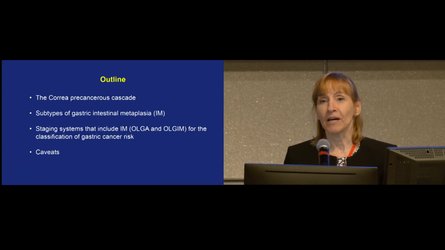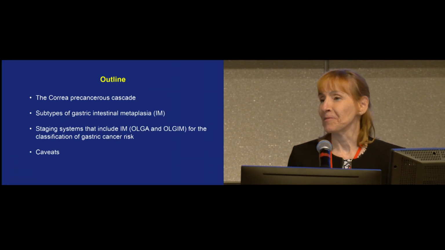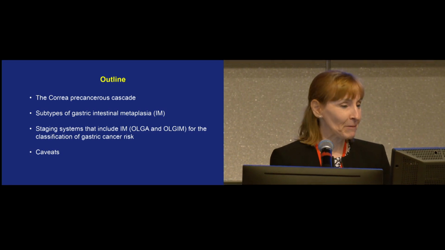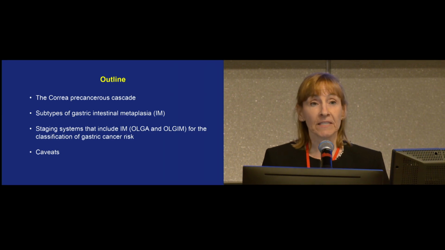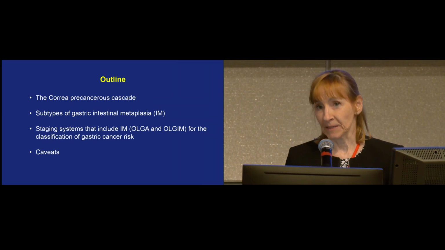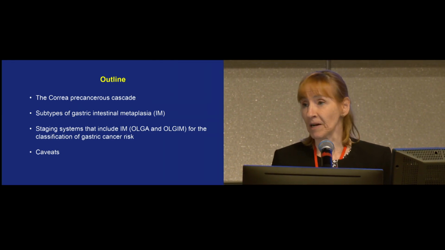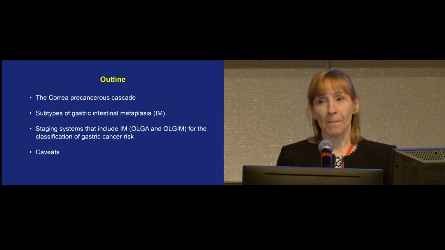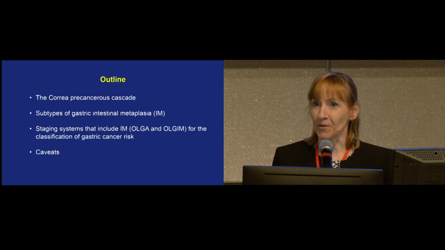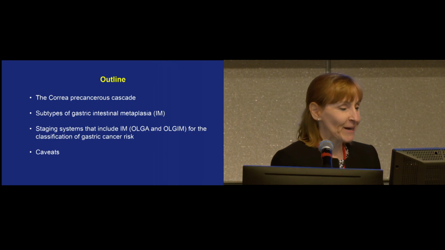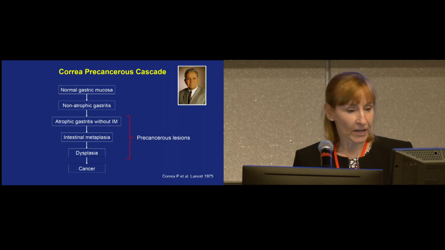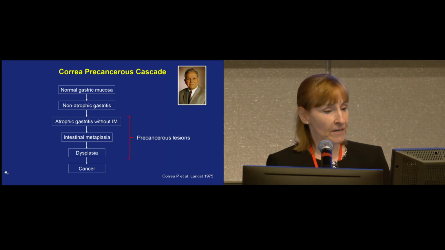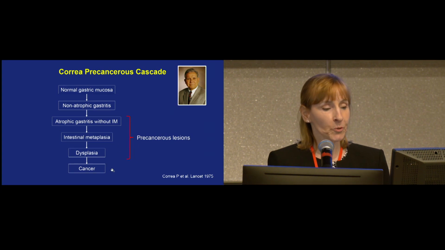So my outline, I'm not gonna talk about the Correa cascade because you already know very well about that. I'm gonna talk a little bit about subtypes of intestinal metaplasia, and staging systems that include intestinal metaplasia, which are OLGA and OLGIM. This is a concept that, for as much as I repeat it, some people don't understand, and some caveats about these systems. So this is the Correa cascade. These three that are marked here in red are precancerous lesions. This is a process that takes decades to get to cancer.